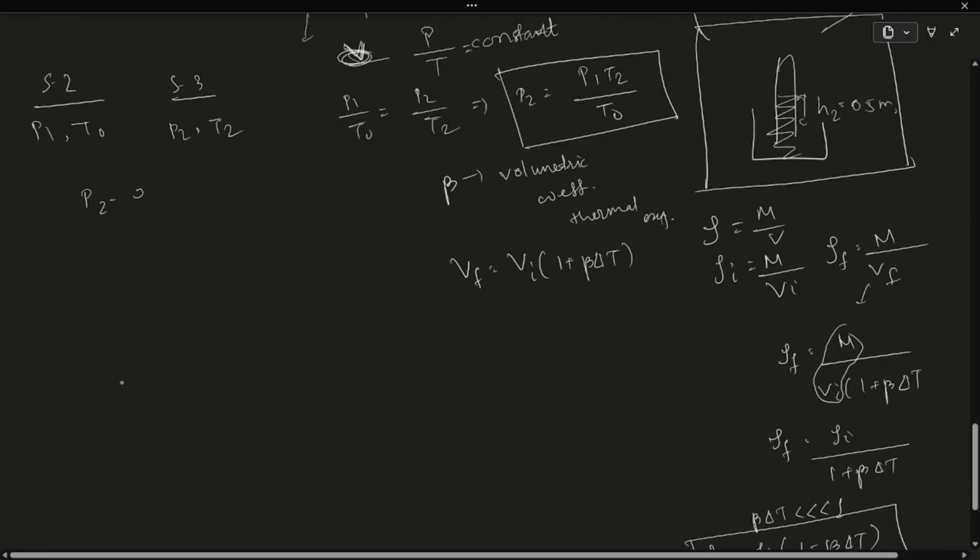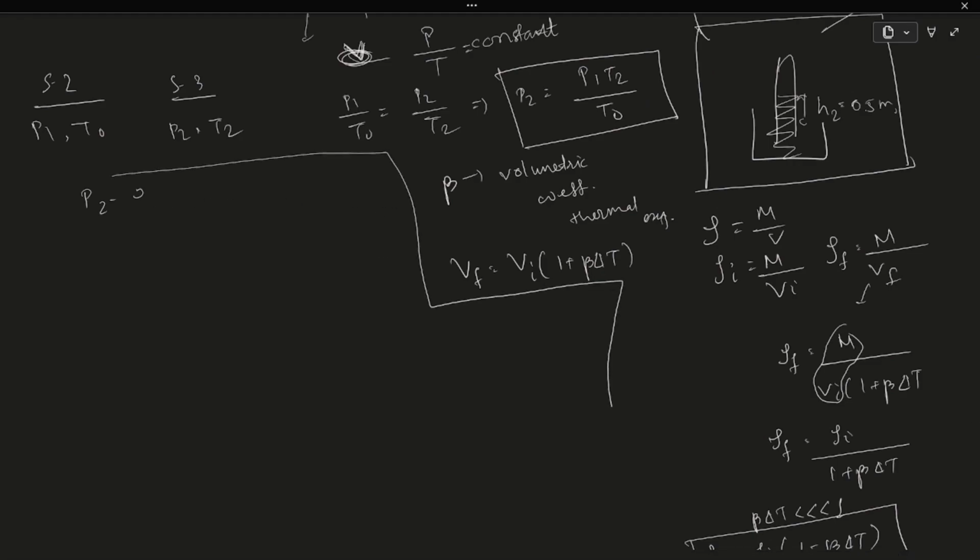So if you write the ideal gas equation for hydrogen, P2 minus rho 1 g (H minus H2) into S equals M by M R T2. Let that be rho 1. So we want to find T2, right?